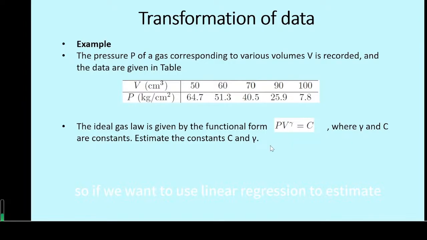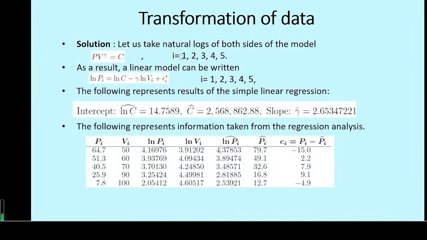If we want to use linear regression to estimate the coefficients, we have to transform the variables. Here we transform both x and y with the log transformation. From the original equation, we get this transformed equation. This is a linear relationship because gamma is in linear form. Although the log of V and the log of P are not equal to the original P and V, they have been transformed, and we can estimate this equation in a linear regression.